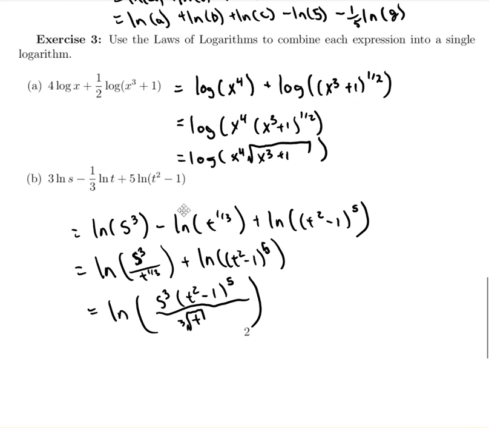Now, I actually did an additional thing. I said I don't like fractional exponents, so I turned that into a cube root for t, because t to the 1/3 is the same thing as cube root t. But this is, again, another way where we can really condense our logarithms here.